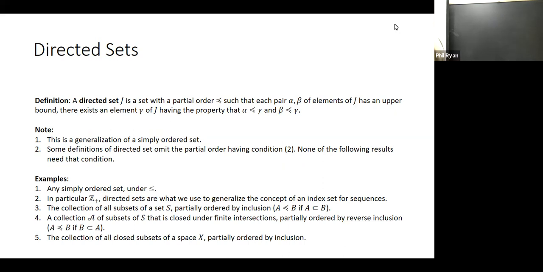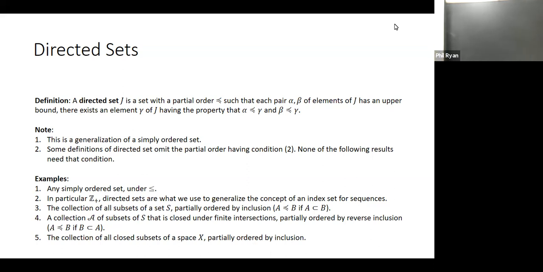So then, when we have a partially ordered set, or a poset, you might have heard it being called, that leads then to the idea of a directed set. So a directed set is a partial order such that any two elements has an upper bound.